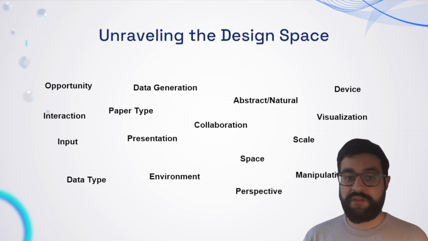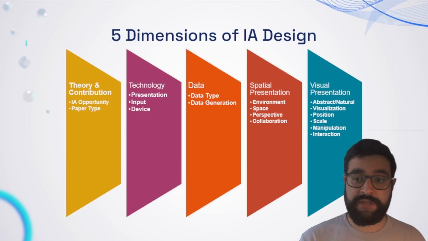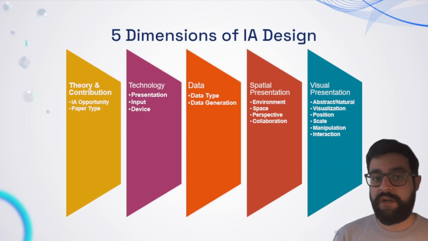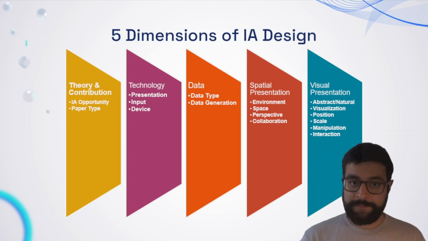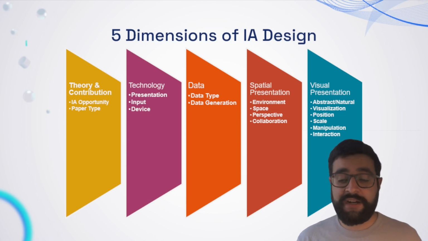Examining these categories with each other allowed us to broadly organize them into 5 general design dimensions, these being academic theory and contribution, immersive technology, data, spatial presentation, and visual presentation. Each dimension contains its related categories, and each category contains its respective codes, observed while reviewing each paper. By compiling knowledge in this way, this work presents an observational taxonomy of immersive analytics design.